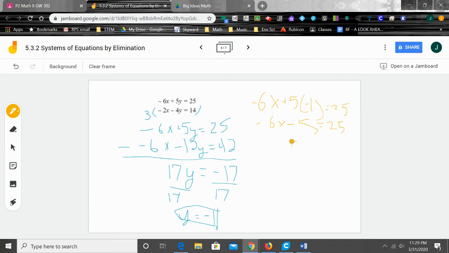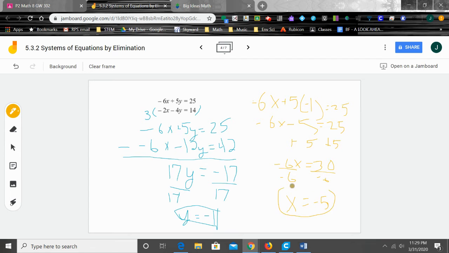You're going to add 5 to both sides. So you get negative 6x equals 30. Divide both sides by negative 6. And x is negative 5.